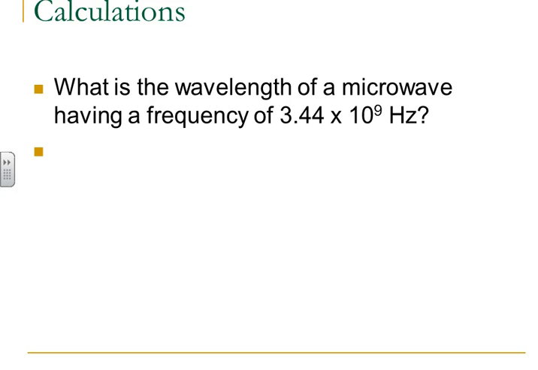Now let's look at some calculations involving our equations for waves. The first calculation is, what is the wavelength of a microwave having a frequency of 3.44 times 10 to the 9th hertz? Okay, so we have some given information. We are looking for the wavelength. It has a frequency equal to 3.44 times 10 to the 9th hertz. And we also know that it is a microwave, which is a type of EM radiation.